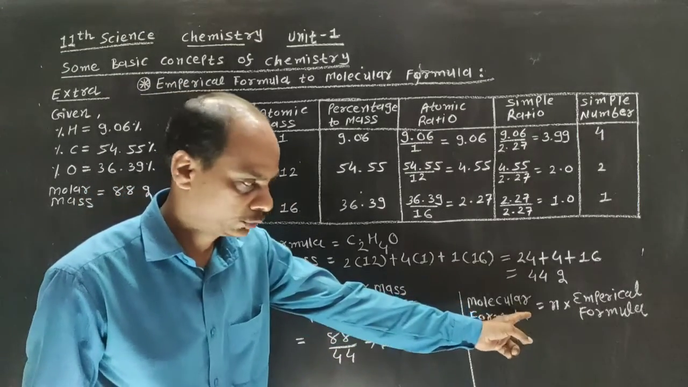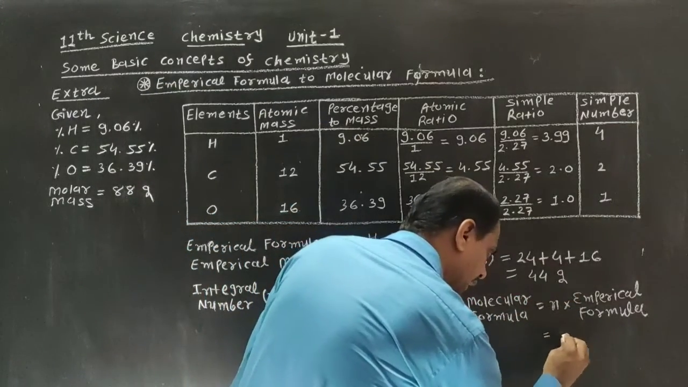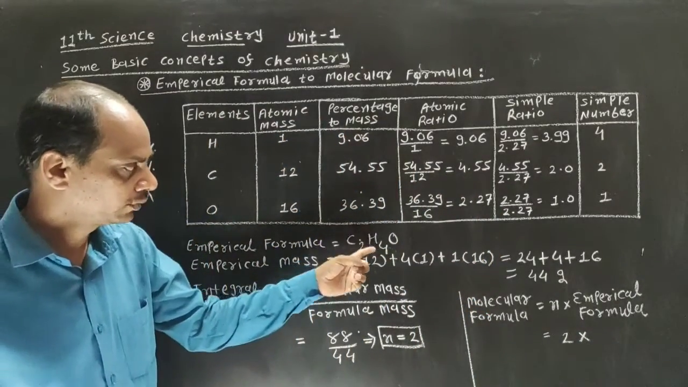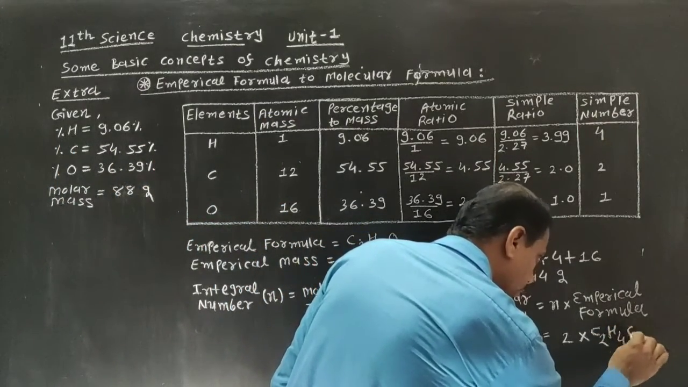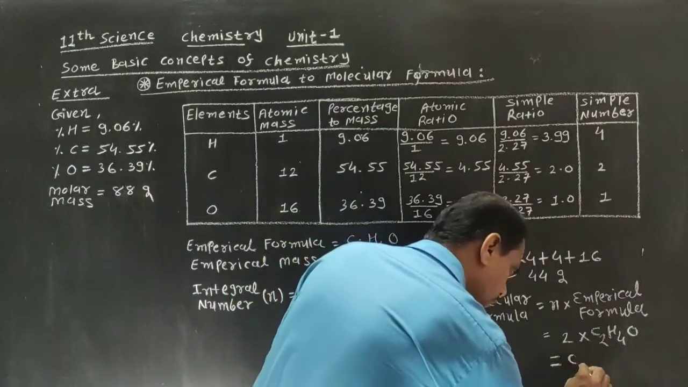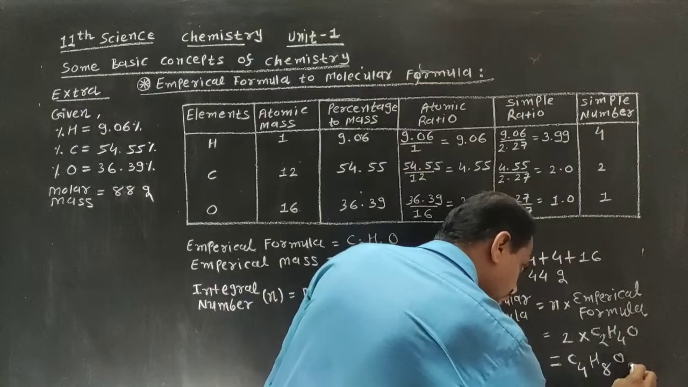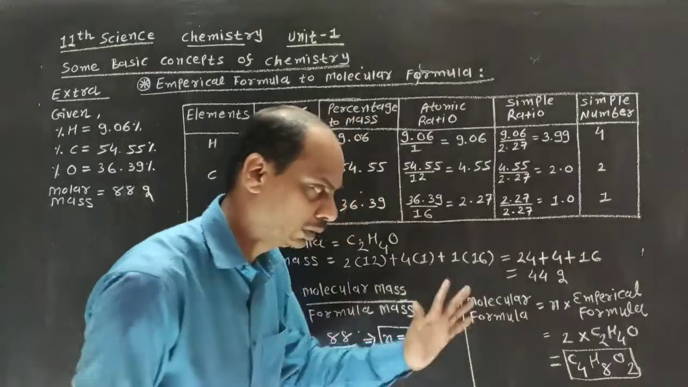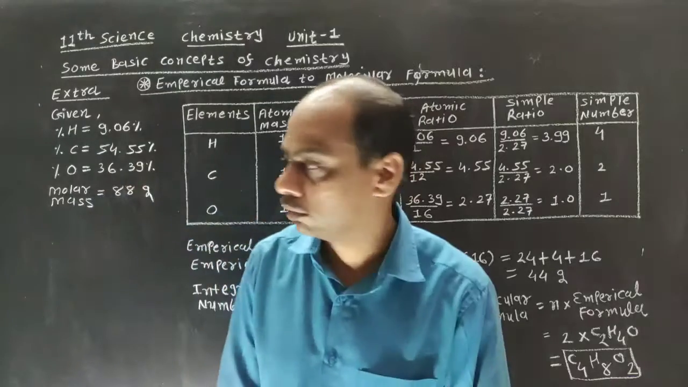Now, last step. Molecular formula is equal to n into the empirical formula. What is n? The value of n is 2. And what is the empirical formula? C2H4O. Here we are writing C2H4O. Now multiply both. So the total number of carbon atoms is 4, the total number of hydrogens is 8, and the total number of oxygens is 2. So this is said to be the molecular formula, and this one is the empirical formula of this data.